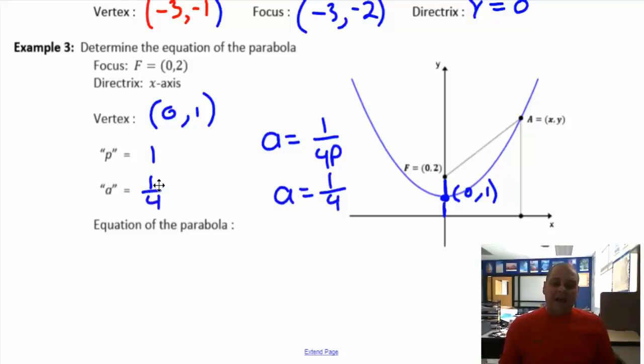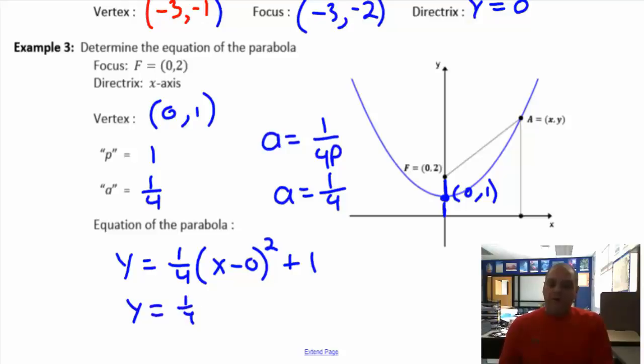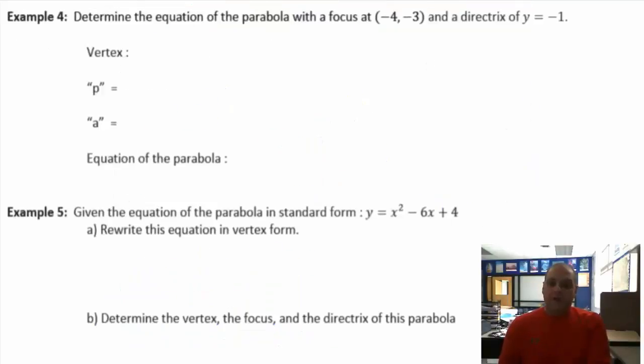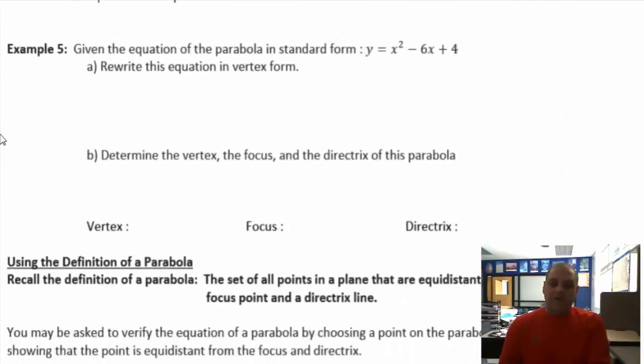And now that I have my a value, I can write the equation of my parabola. y equals a is 1/4, and then x minus h is x minus 0 squared, plus k is 1. So y equals 1/4 x squared plus 1. There's the equation of my parabola. If the focus is 0, 2 and the directrix is the x-axis, it's y equals 1/4 x squared plus 1. All right, a couple more examples here and we're going to be done.